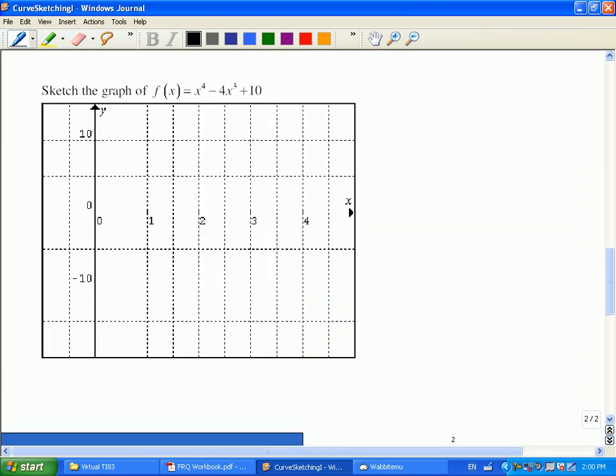Okay, so you and a neighbor, this is a great way for you to recap. See if you can handle a curve sketch, x to the 4 minus 4x cubed plus 10. I'm just going to try to catch up. I realize that you're not finished yet, but you can bear with me as I do this on the board.